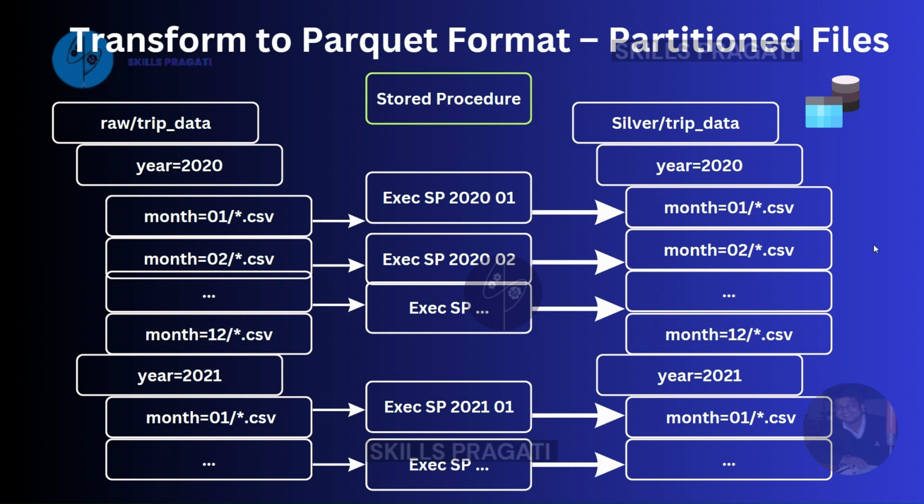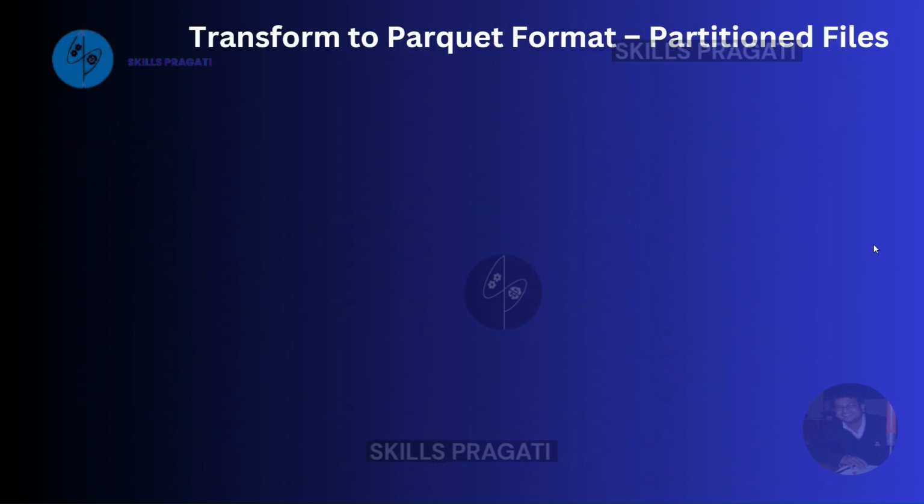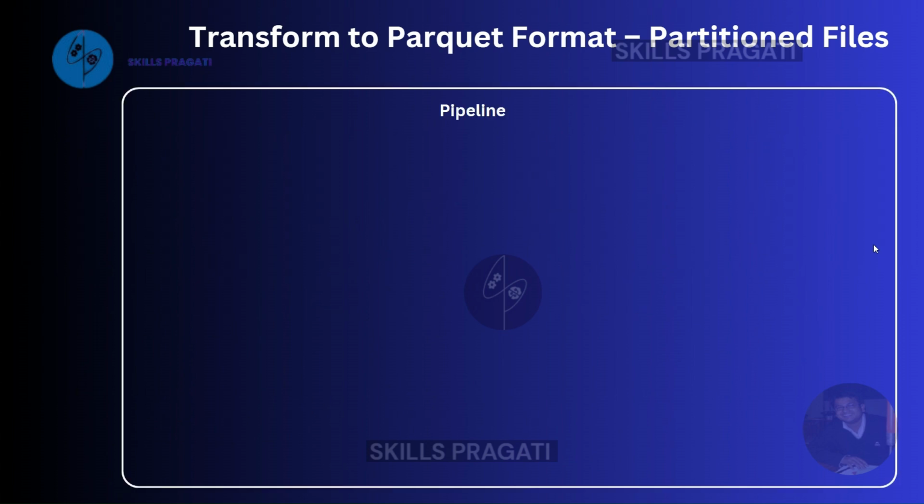Our pipeline first needs to identify the partition year and month for which to process the data. We said we want to process data for all the partitions, immaterial of whether the data is already present in the silver layer or not. There are 2 ways of doing this. One option is to get the partition year and month from the folder path. In the data lake, we can use the Get Metadata activity for this.